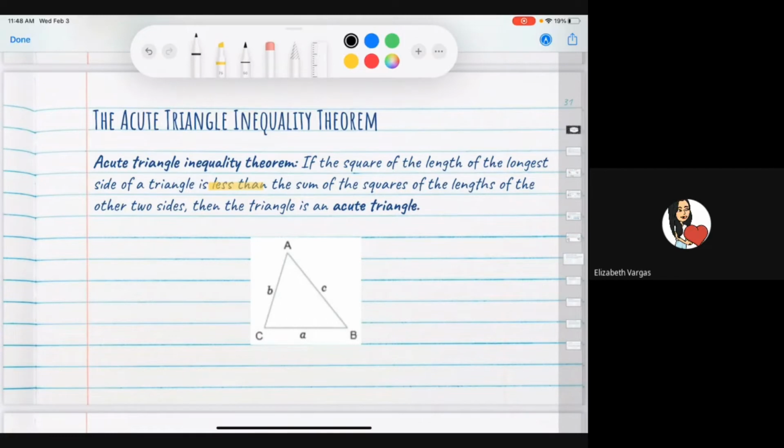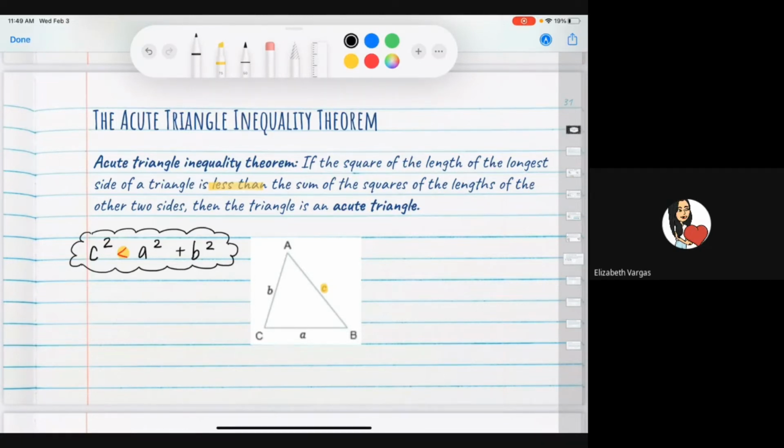Well, this basically says that the square of my longest side, remember my longest side is always my C, is less than the sum of my other two sides, so my A side and my B side, well then that triangle must be acute. So whenever we try to prove if a triangle is acute, we can use this equation right here, where instead of C squared being equal to A squared plus B squared, C squared is actually less than A squared plus B squared.